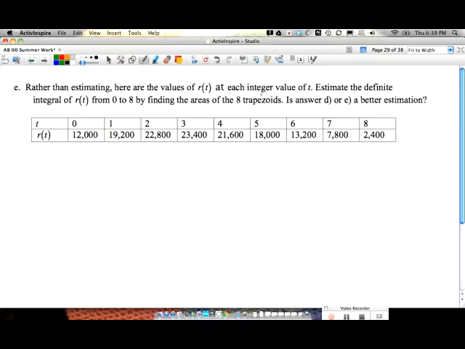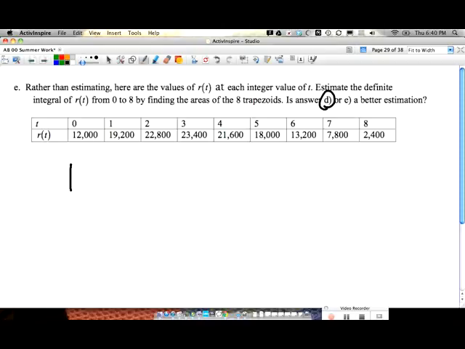Rather than estimating, here are the values of R of t at each integer. Estimate the definite integral from 0 to 8, but find the areas of 8 trapezoids. Is the answer D or E a better estimation? I'm going to guess D is definitely a better estimation because we're narrowing our intervals. Whenever you narrow your intervals, you're looking at more accurate times of measurement. It's not every so often, but a lot more regular.